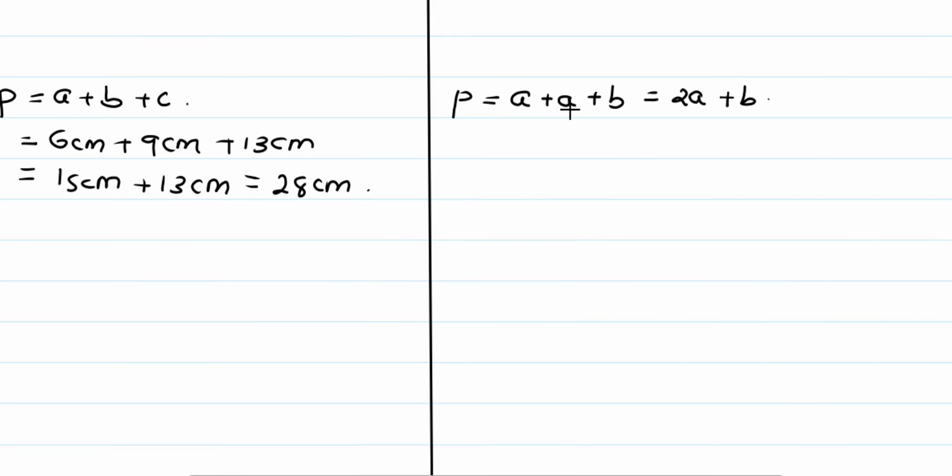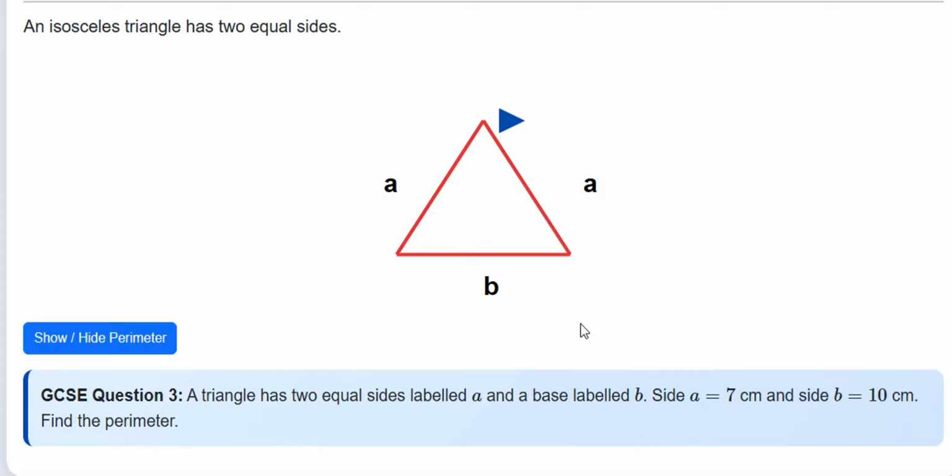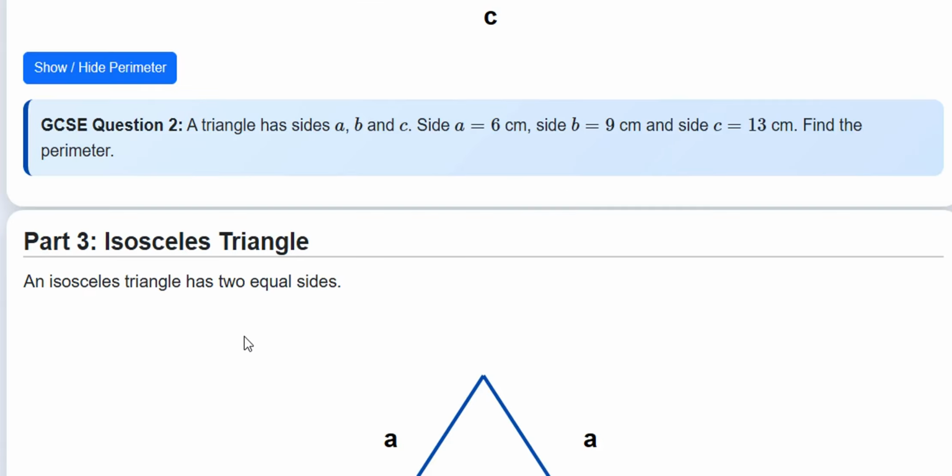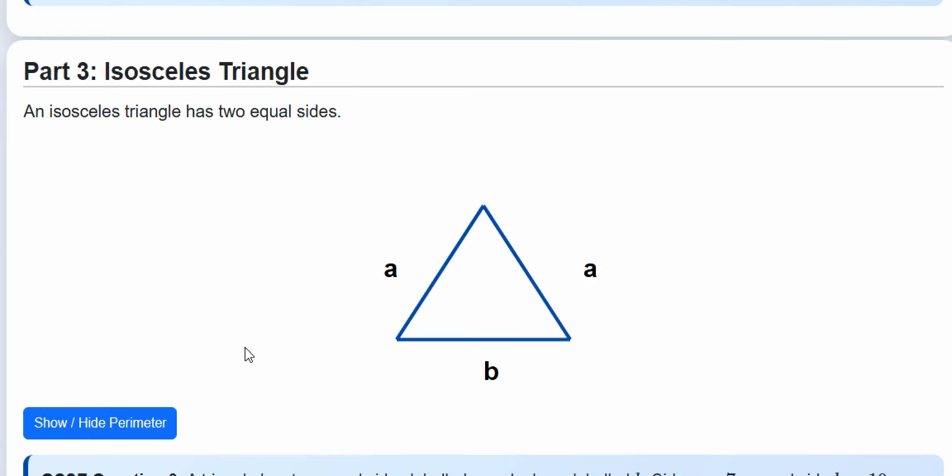So it will be 2 times 7, because A is 7, plus 10, which is the side which is not equal. So 2 multiplied by 7 is 14, then plus 10, which becomes 24 centimeters. And that becomes the perimeter of this isosceles triangle.